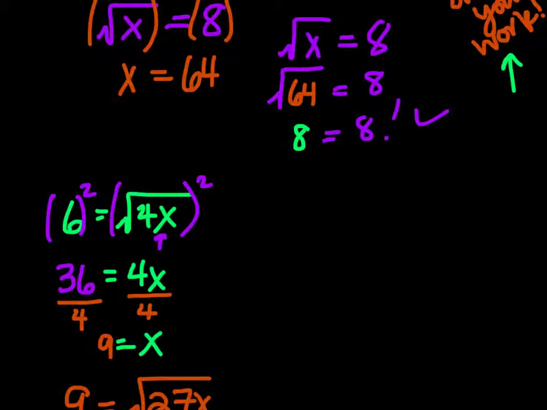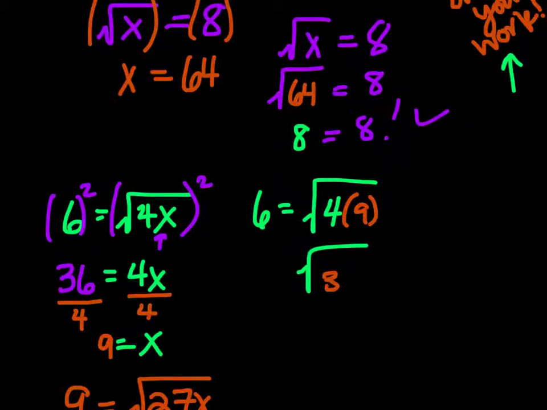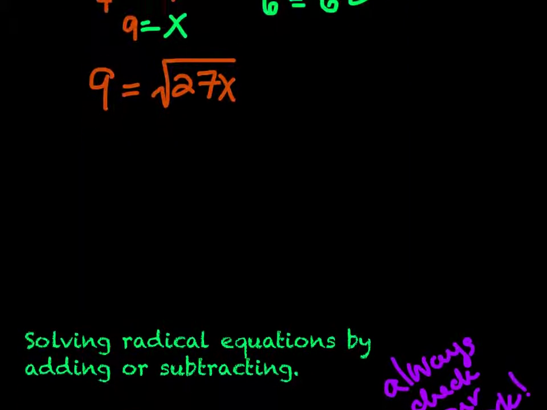So let's now check our work. We have 6 is equal to square root of 4 times 9. Square root of 4 times 9 is equal to 36. So is 6 equal to the square root of 36? Yep, because the square root of 36 is equal to 6. Awesome, so that works.